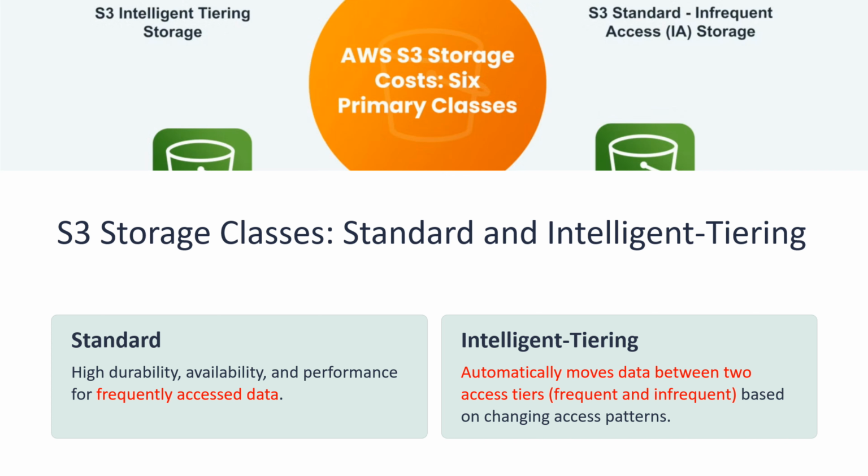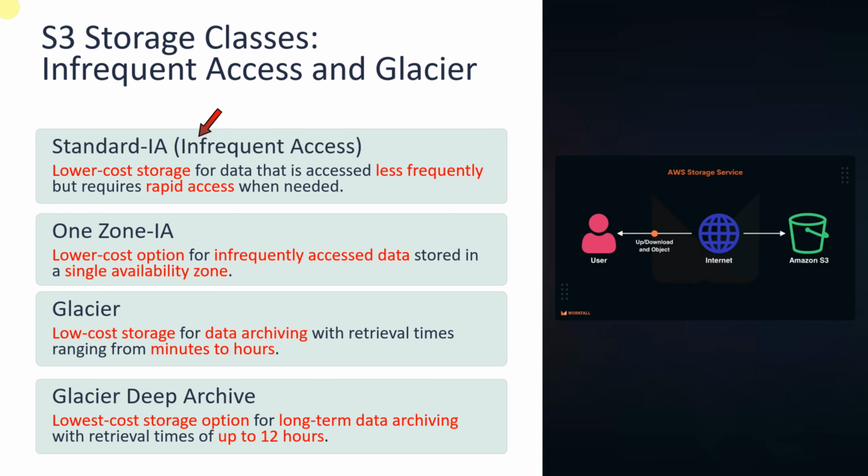Now we will see S3 storage classes. There are 6 primary classes. We will see one by one. First one is standard storage, which offers high durability, high availability, and high performance for frequently accessed data. Second one is intelligent tiering storage, which automatically moves data between two access tiers, frequent and infrequent, based on changing access patterns. Third one is standard IA storage.